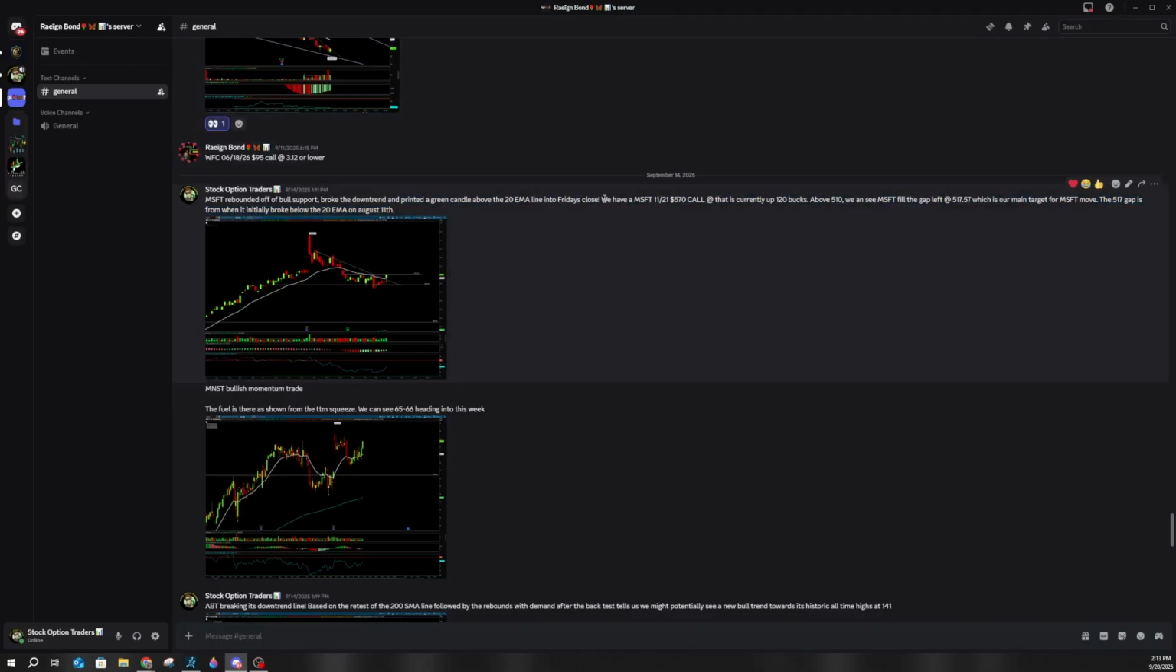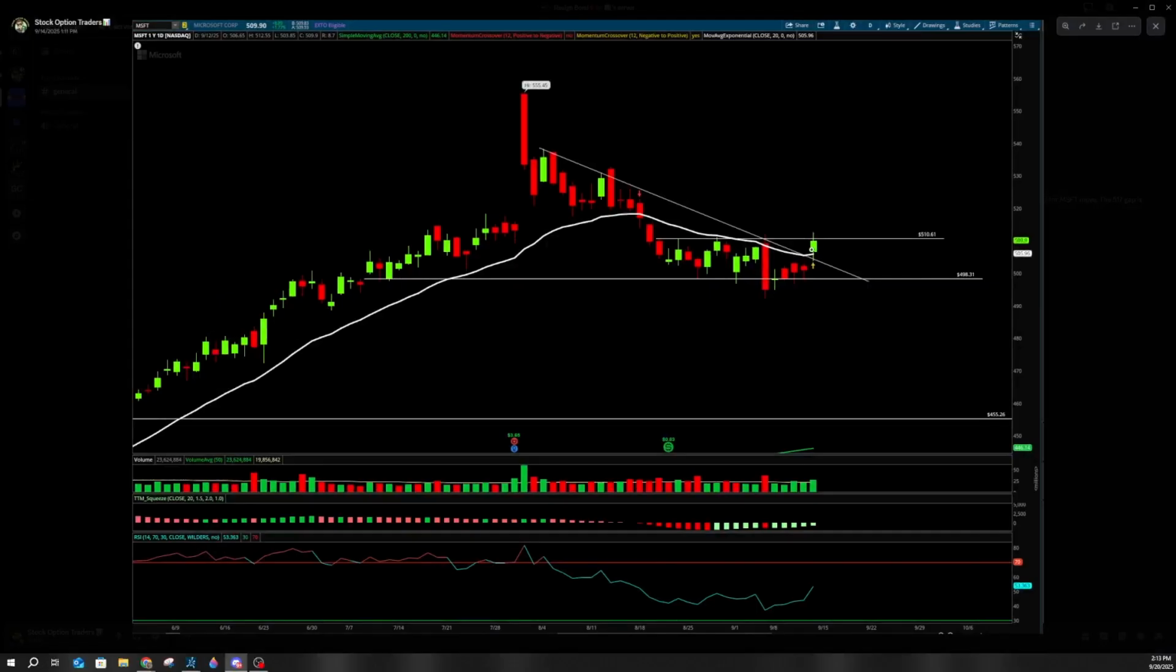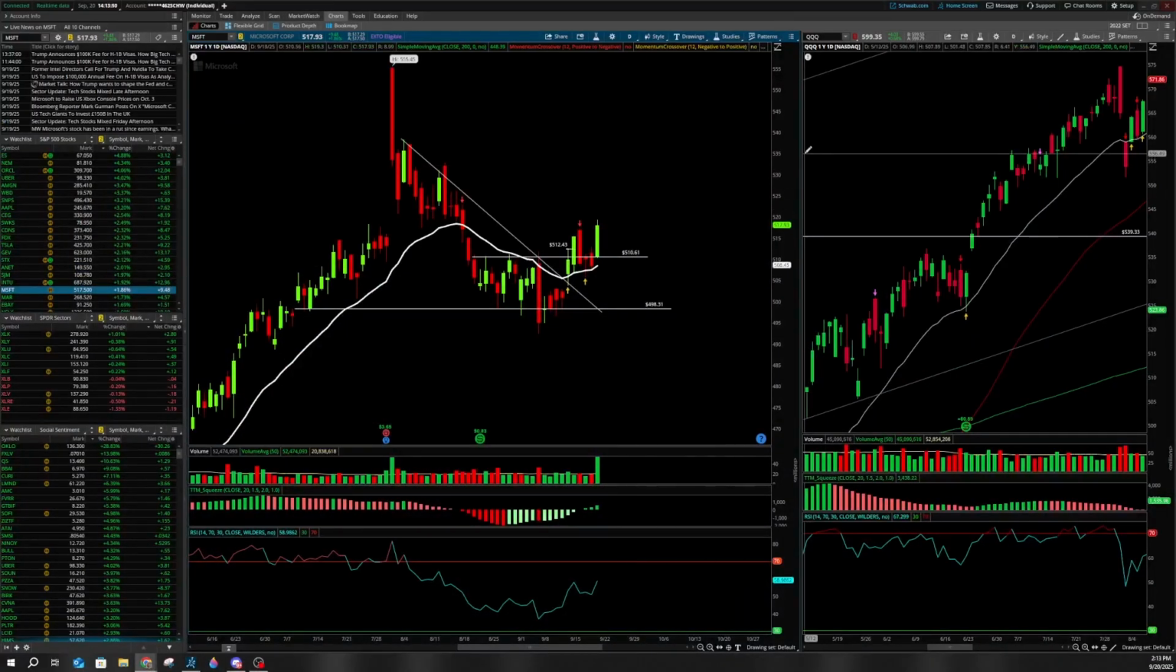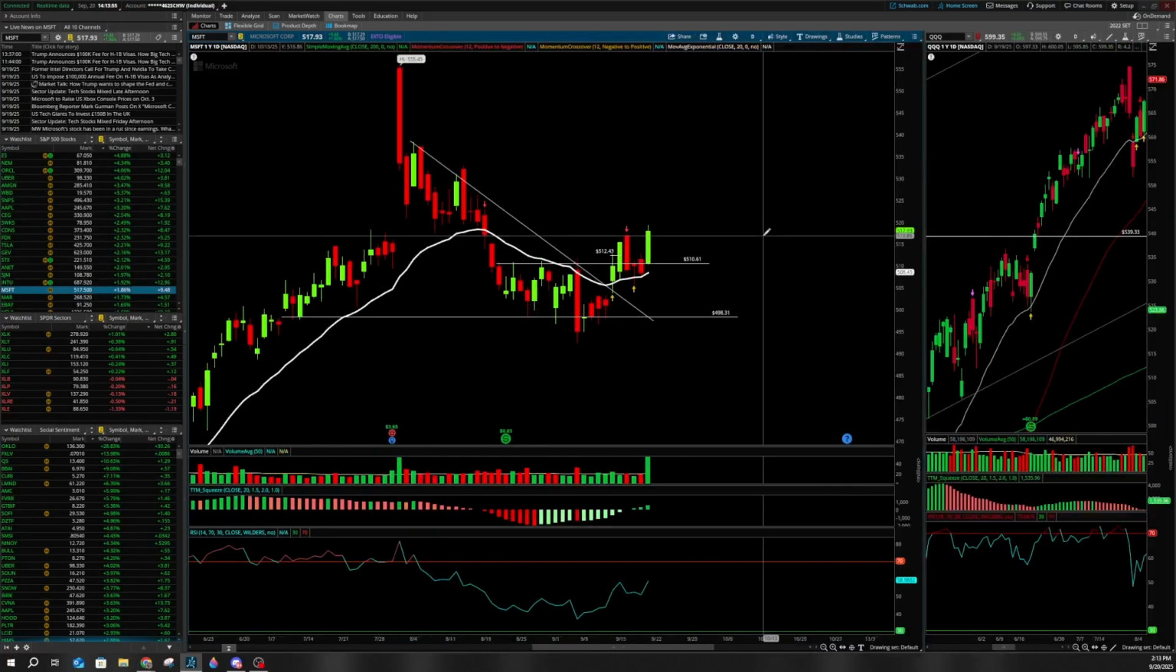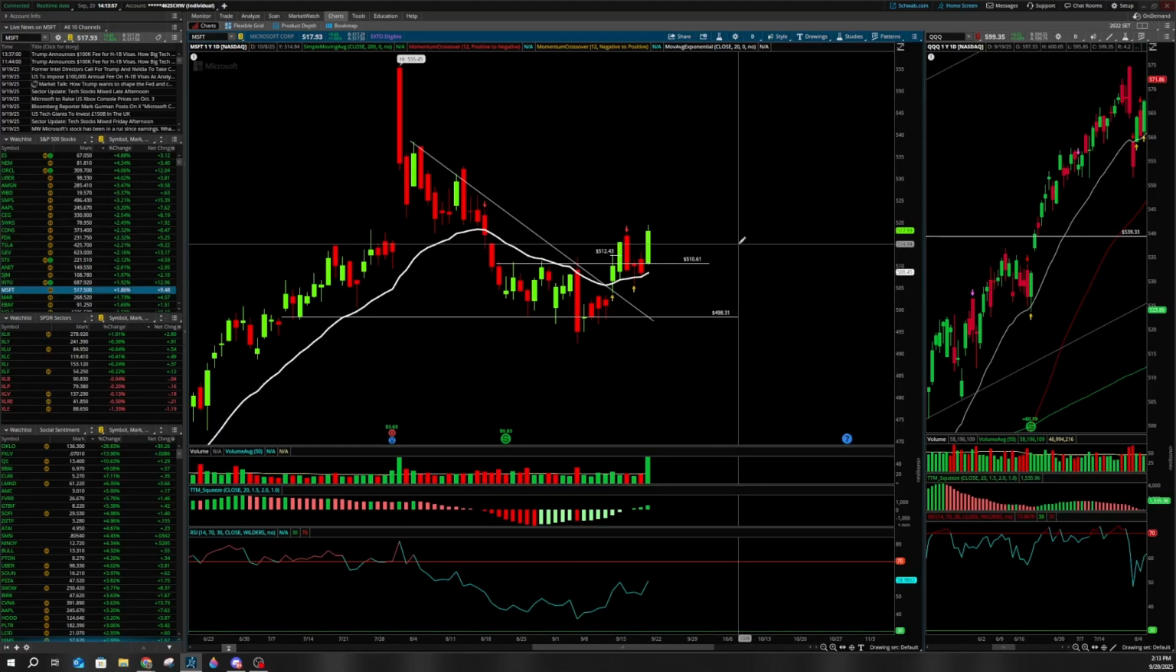Now, we had this options contract. We had the November 21st, 570 call. It was already up $120, and we said that we're expecting this to get more upside towards the 517 level. Let's take a look at Microsoft here heading into the end of this week. So we talked about that on Sunday, and now here we are a week later into the end of that week, and this is how it played out.